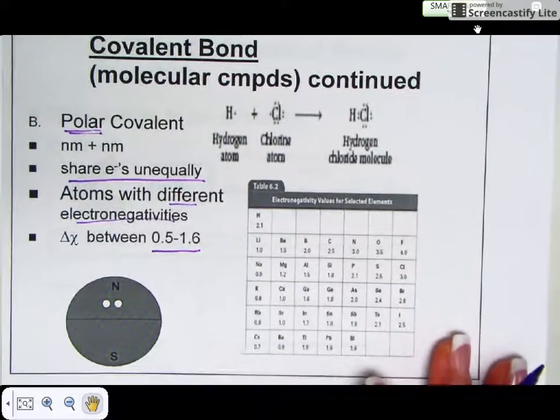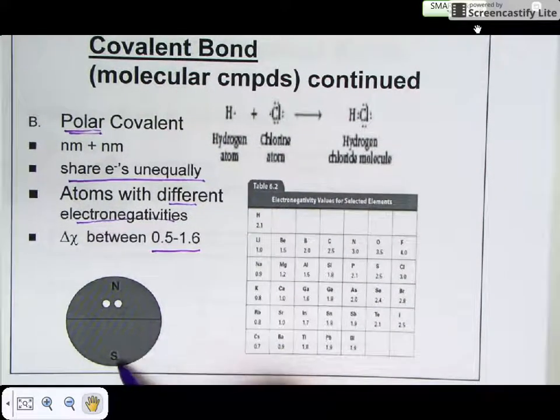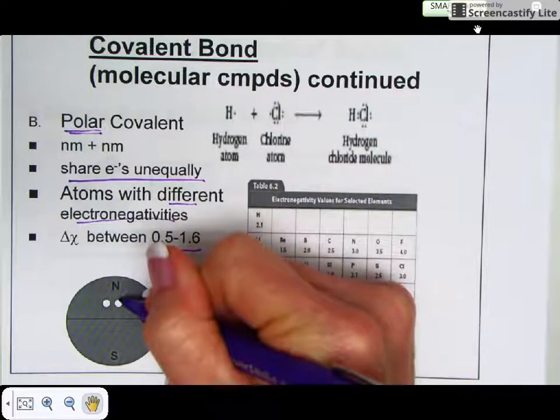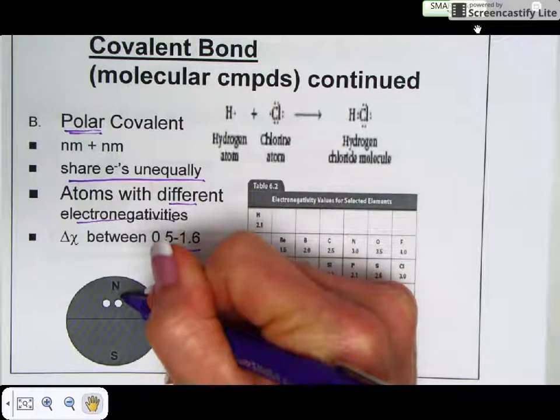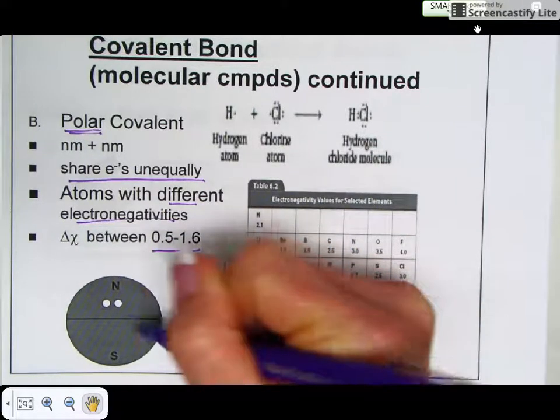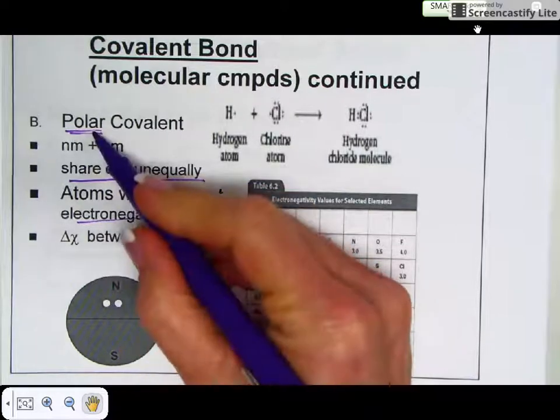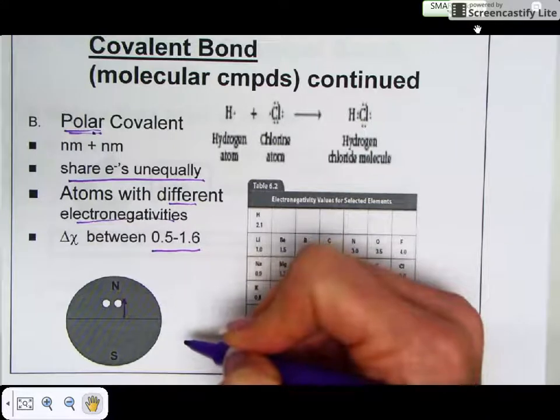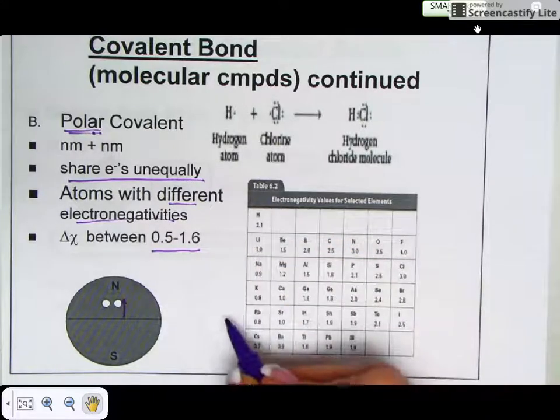So let's go back to my analogy of the North and South Pole. Notice here I've got the dots closer to nitrogen, or I'm sorry, closer to the North Pole than the South Pole. This is showing that yes, they're sharing the electrons between them, but the North Pole is pulling harder than the South Pole. So it has more ownership. It's called polar because the electrons are closer to one pole than they are to the other. They're sharing, just not 50-50.